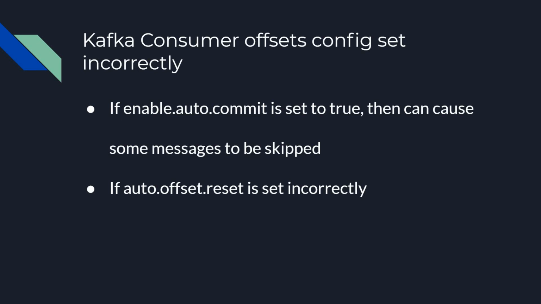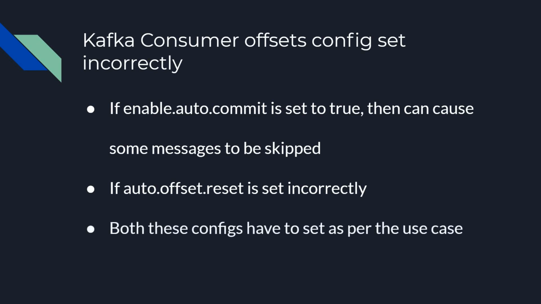Another property is auto offset reset. This particular property can have multiple values. So in some use cases, you may want to read from the beginning of Kafka, and in some use cases, you may want to read from the latest message in Kafka. Depending on the use case, auto offset reset can either be set to earliest or latest. Please ensure that you set this properly based on your use case.